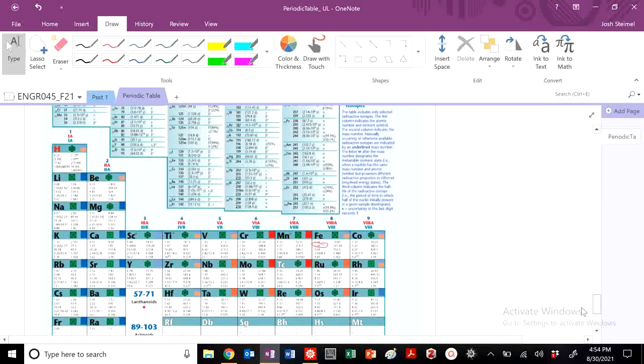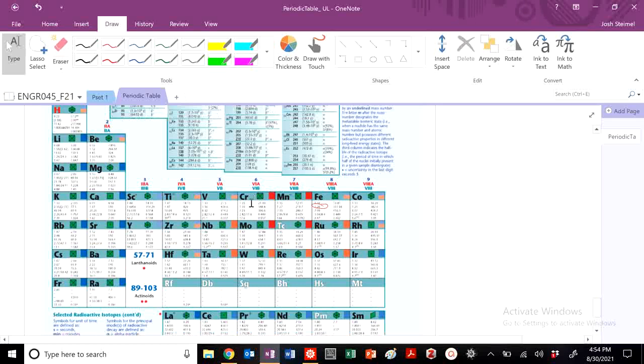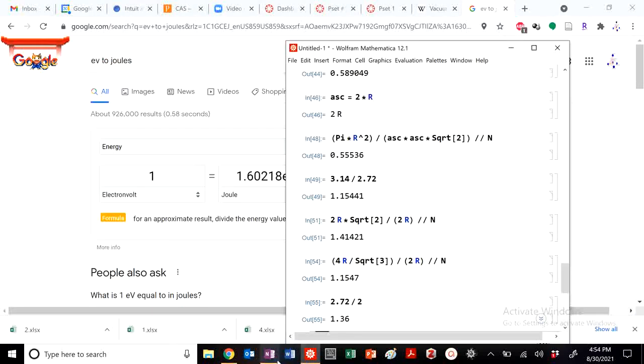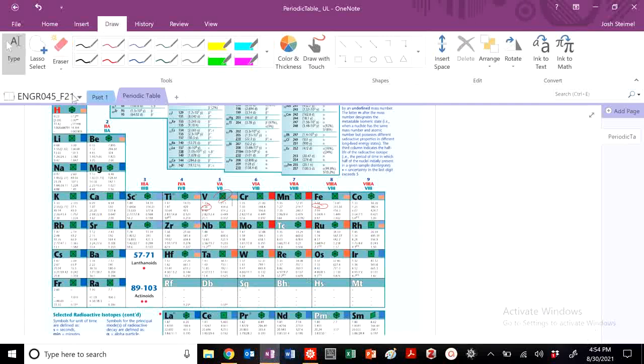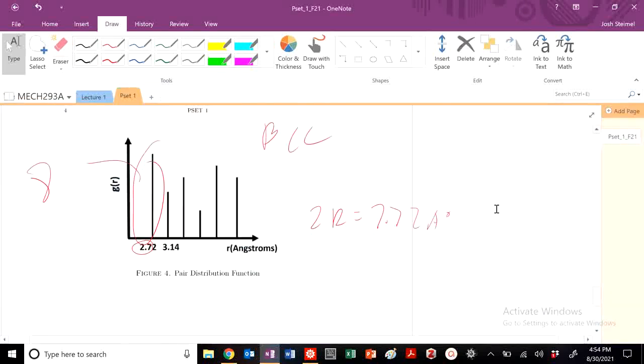But let's look over here. All right, so we're looking at 1.3. Looks like chromium once, oh no, vanadium. Vanadium looks like to be our candidate. Look at that, metallic radius 1.36 BCC. So I'm pretty sure it's vanadium. So I like that answer. So let's go back to our problem set.